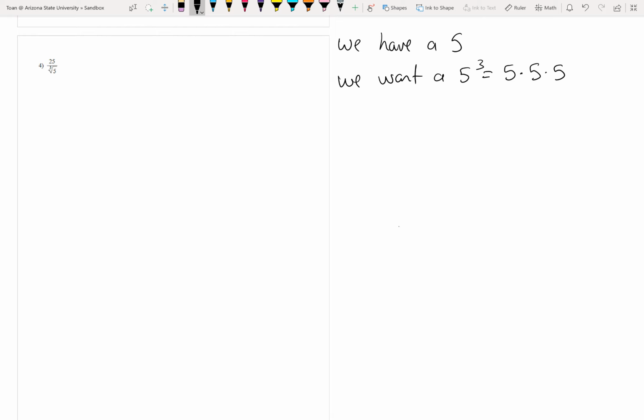So this is not a trick question. We have a single 5. I hope everyone can see that we need a 5 times 5, which is another way of saying 5 squared. So that's what we're going to do. We're going to multiply by 5 squared, but since it's a cube root, we need to put that 5 squared inside of a cube root. And of course, what you do to the denominator, you've got to do to the numerator.